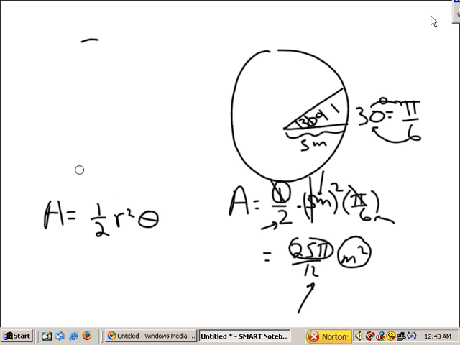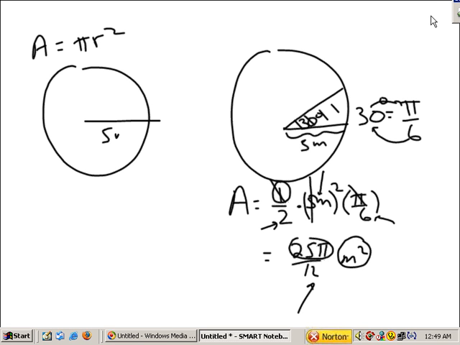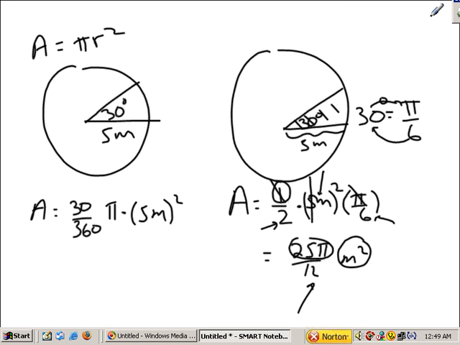You should know that the area of the circle is pi r squared. Okay, so let's try to do the same exact problem. We have 5 meters, and we have 30 degrees. Well, the area of the whole circle will be pi times 5 meters squared, but we don't want the whole circle. We want part of it. We want 30 out of 360 of it. And it turns out that you can cross out the zeros, and 3 goes into 3 one time, and 3 goes into 36 12 times.